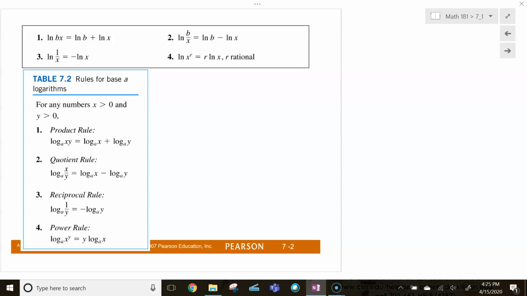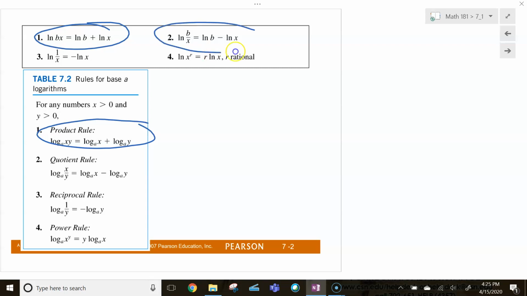Okay, so if you remember, the natural log of b times x is the ln of b plus the ln of x, right? We've got our product rule there, or there it is with the logarithm. The natural log of b minus the natural log of x is the same thing as ln of b over x.